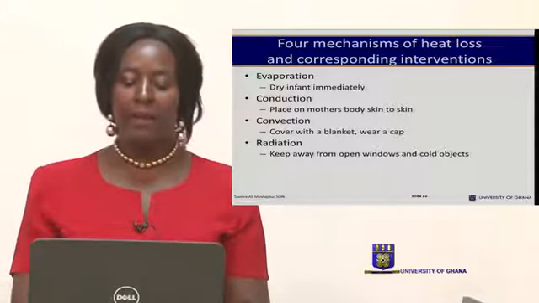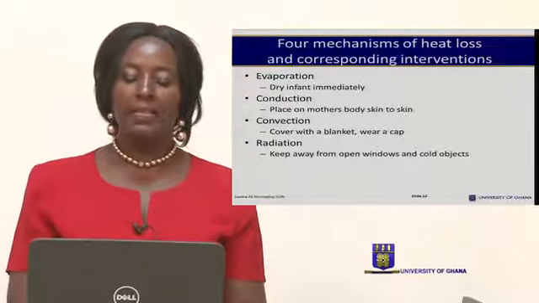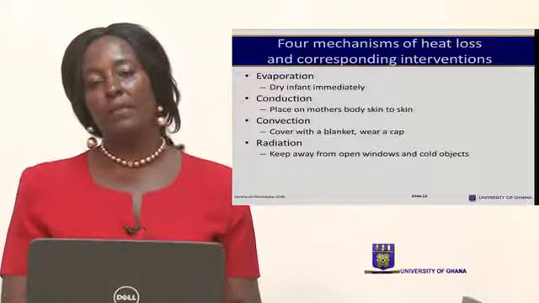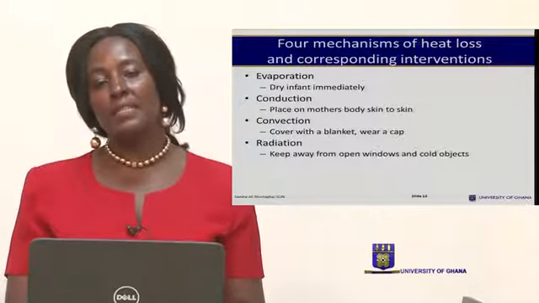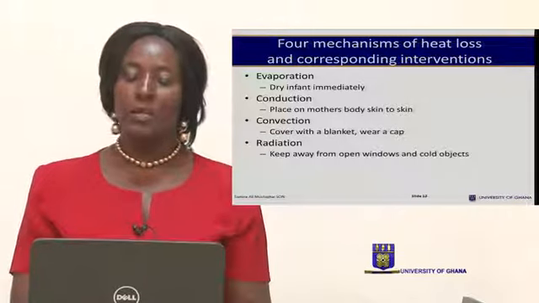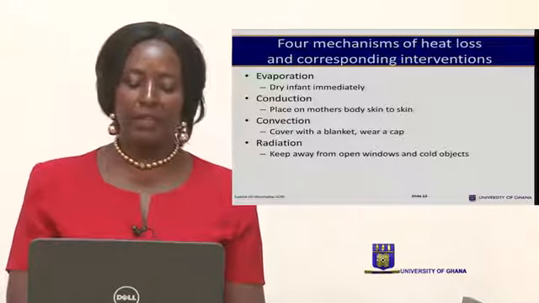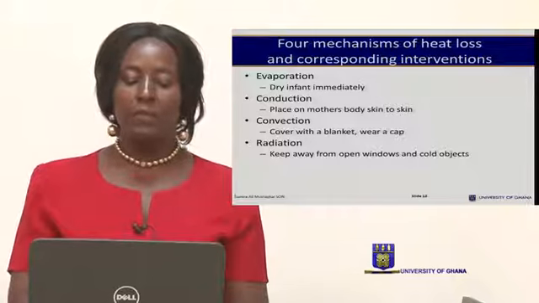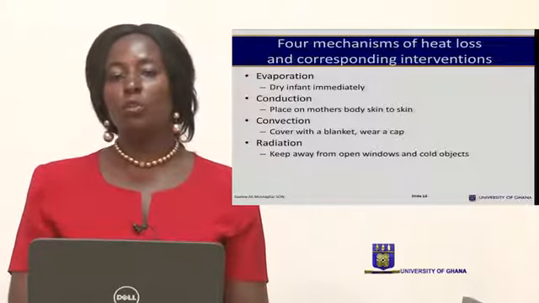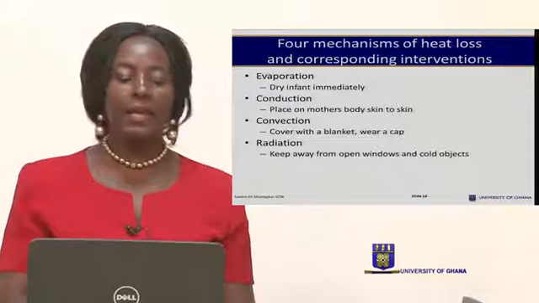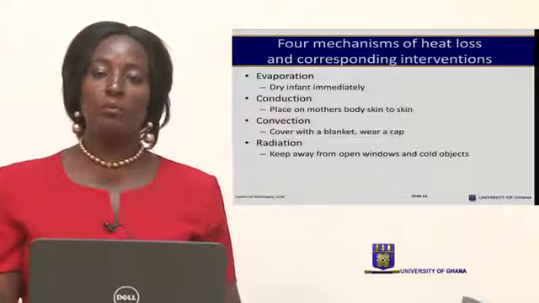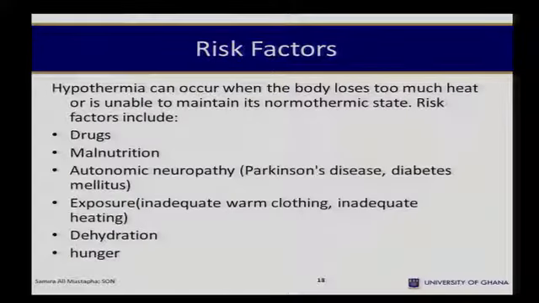For convection, we cover the newborn with blankets and also put on a cap. The head is another major area where the newborn loses heat, so it's very important that newborns have caps on. For radiation, we keep the newborn away from open windows and cold objects in the room where the newborn lies. So I hope you've taken note of these 4 major ways the baby loses heat so that we can prevent heat loss.